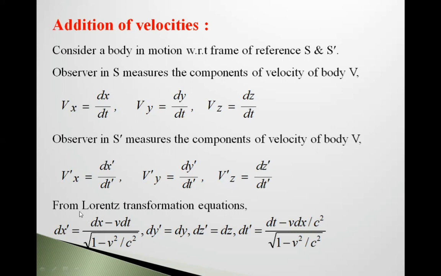So from the Lorentz transformation equations, dx dash is equal to dx minus v dt upon under root 1 minus v square by c square, dy dash is equal to dy, dz dash is equal to dz, and dt dash is equal to dt minus v dx upon c square, upon under root 1 minus v square by c square.